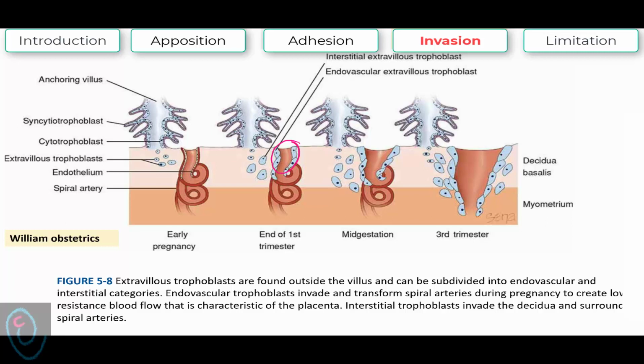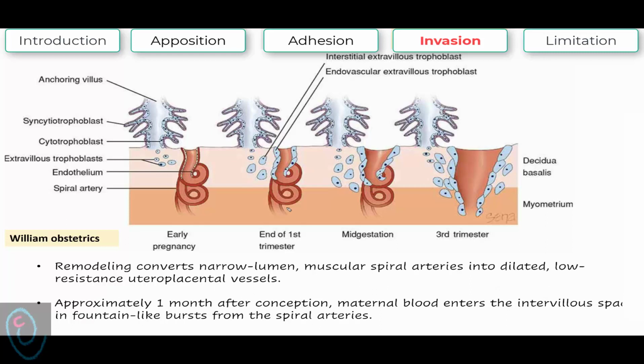Endovascular trophoblast invade and transform the spiral arteries, while interstitial trophoblast invade the decidua and surround the spiral arteries. This eventually will lead to remodeling of the spiral arteries. They are converted from narrow lumen muscular spiral arteries into dilated, low resistance uteroplacental vessels. And about 1 month after conception, maternal blood will enter the intervillous space.